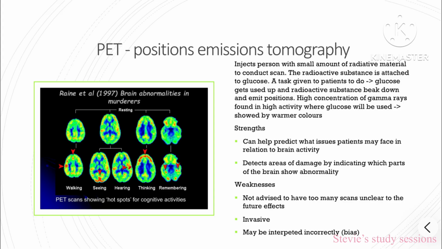This is where glucose will be used up. This is shown by warmer colours on the PET scan. You can see this on Raine's actual PET scans. A strength of using PET scans is that they can help predict what issues patients may face in relation to brain activity. They also detect areas of damage, indicated by which parts of the brain show abnormality. However, a weakness of using PET scans is that you're not advised to have too many, as the future effects are unclear, and it's an invasive technique, and you may interpret them incorrectly. Or, if you know the results of the study, you may interpret them in a biased way.